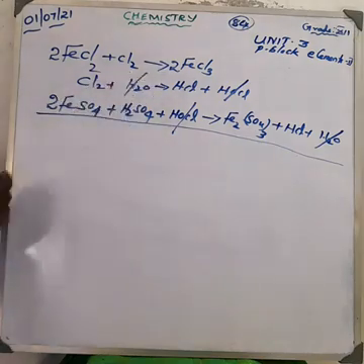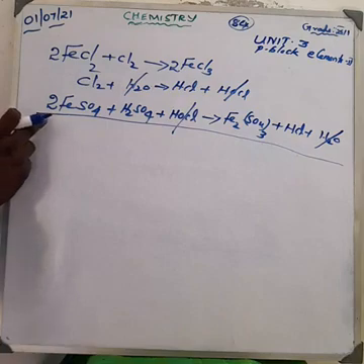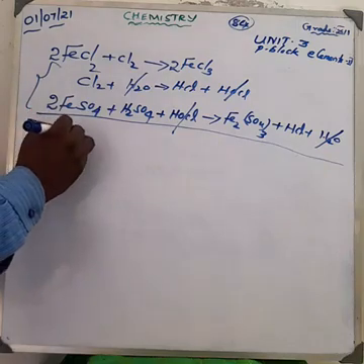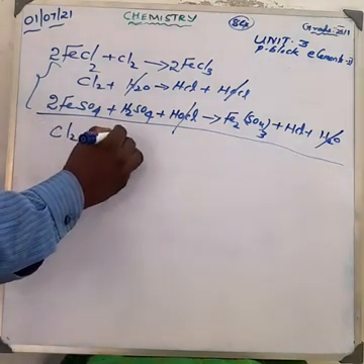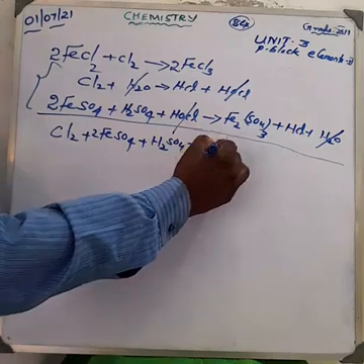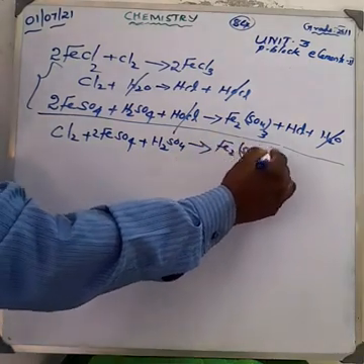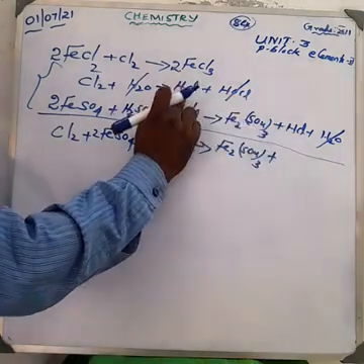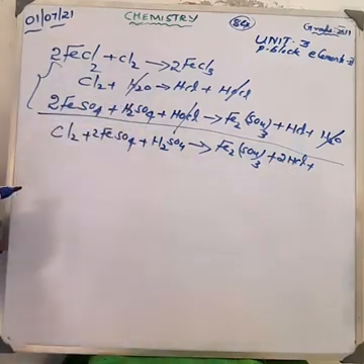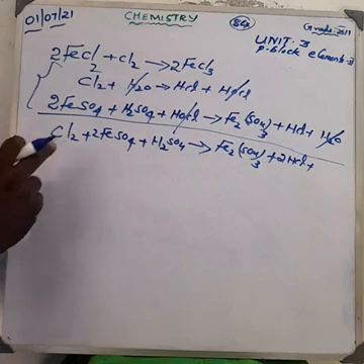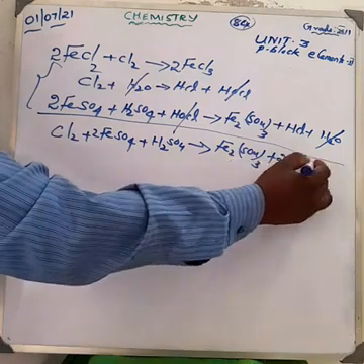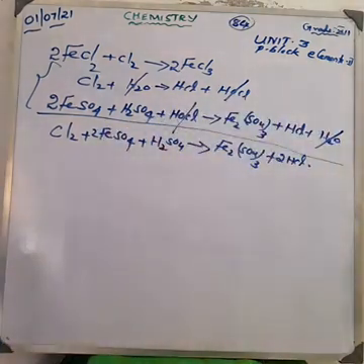Okay, now come to the overall reaction. First, I am writing chlorine Cl2. Second reaction, chlorine Cl2 plus ferrous sulfate FeSO4 plus H2SO4 gives Fe2(SO4)3 plus how much HCl is there? Here having one, second equation having one. 1 plus 1, 2 HCl plus... okay. It's over. Am I right? Water can be cancelled. This is about the overall reaction.